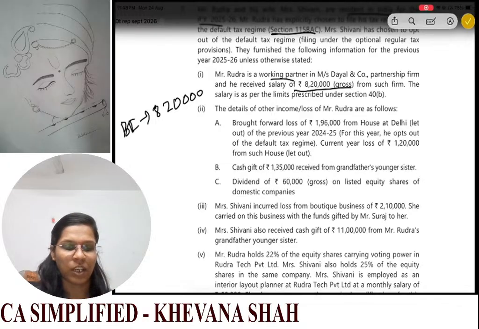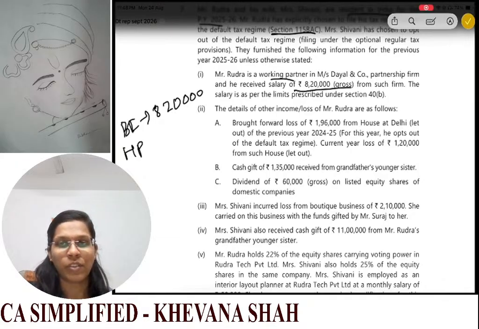Now we have house property loss, which is your brought forward loss of 1,96,000. Now current year property loss can be dealt with in house property under your default tax regime, but it does not allow us to set off any house property brought forward loss. So forget this. Currently your loss also, forget. Why? Because we don't have any house property income.